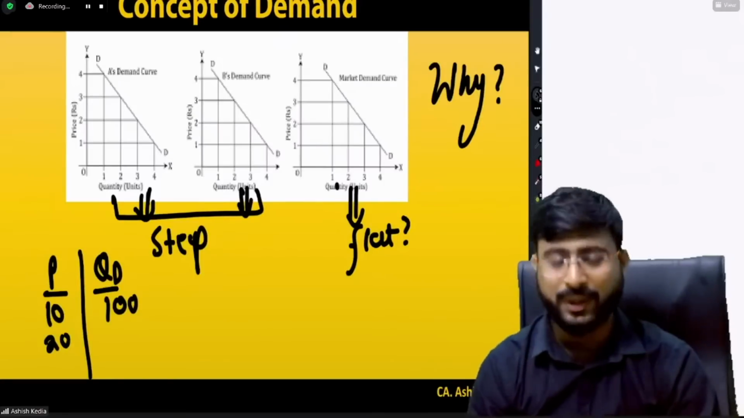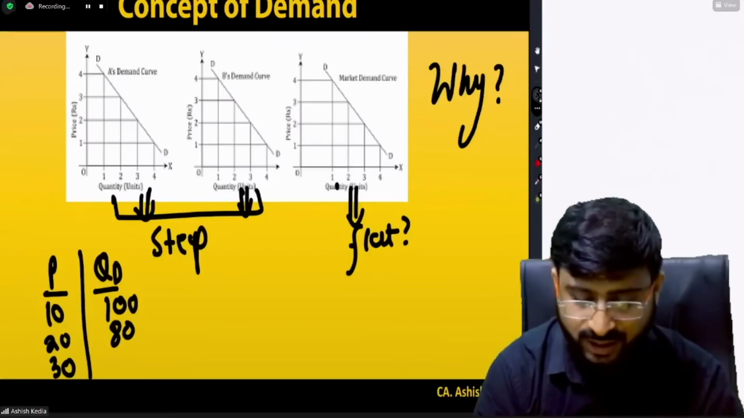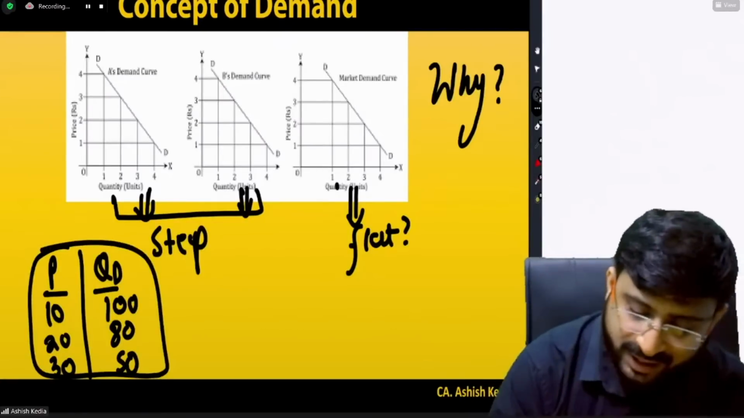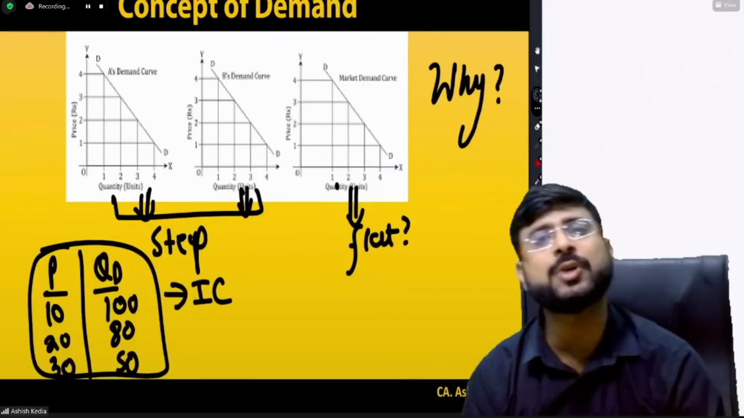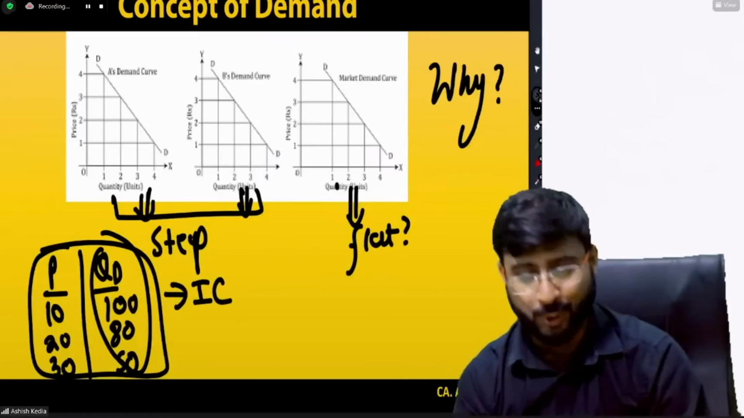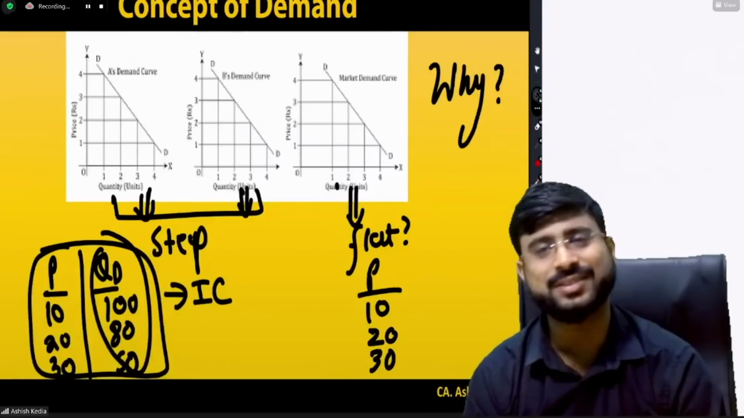When you take price to be 20, it is 80. When you take price to be 30, it is 50. So the problem with the individual curve is that it talks about only an individual consumer, so quantity levels are very low. But you all know what a market curve is? It adds the demand from all the consumers.